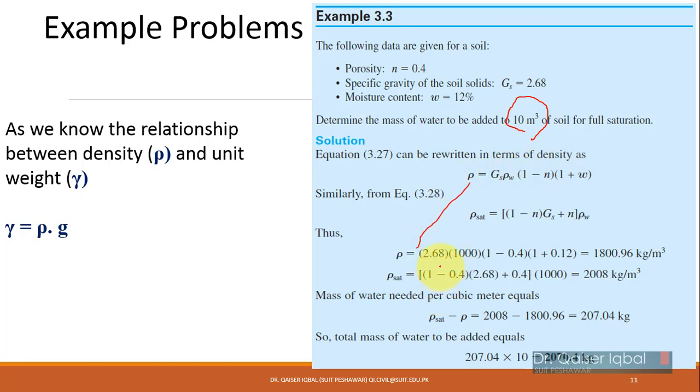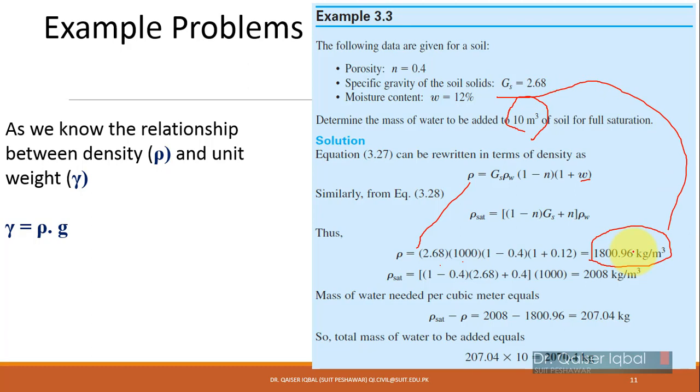Now GS is 2.68, given, rho W is 1000 kg per cubic meter, which is constant, into 1 minus porosity N, which is 0.4, into 1 plus moisture content, which is 12%, that is 12 divided by 100. You will always write this in terms of ratio, so 12 divided by 100. So bulk density is 1800.96 kg per cubic meter. Under this percentage of water, its density is this much.